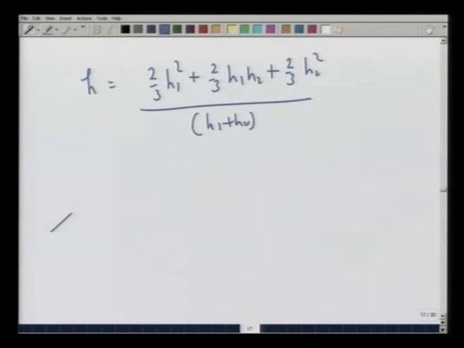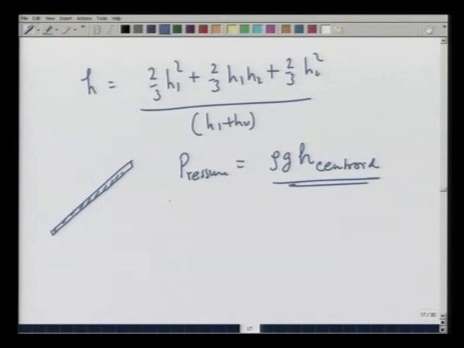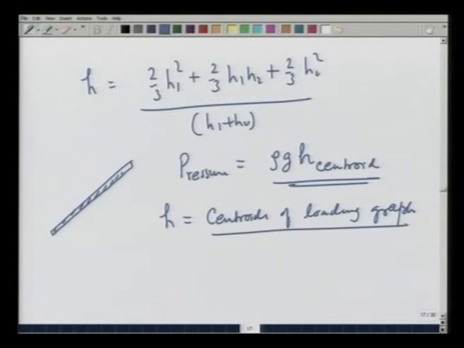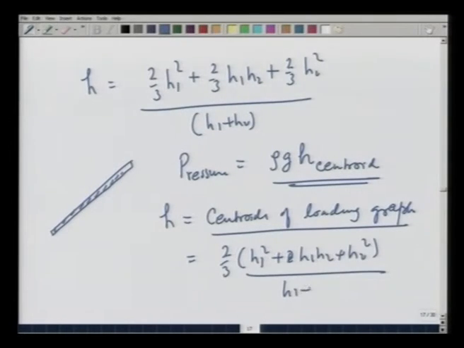So, the rectangular sheet that is submerged in water feels an average force, or average pressure, which is given by rho g and then the depth h of the centroid of the plate, and it acts at a depth h equals the centroid of the loading graph, which in the case of a rectangular sheet comes out to be 2/3 (h1 square plus h1 h2 plus h2 square) divided by h1 plus h2.